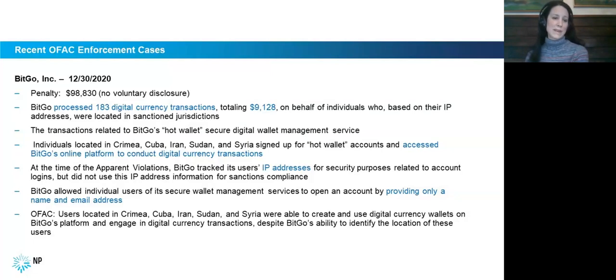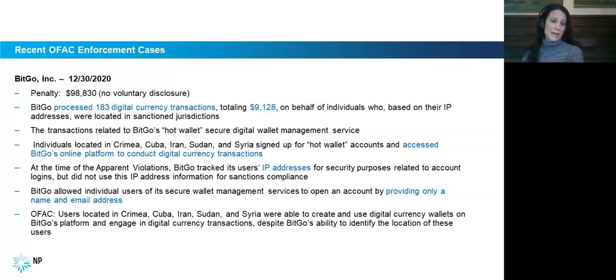So this just drives home the case from OFAC with BitGo. The transactions amounted to $9,000, and the penalty was 10 times as much. Now, it's not a lot, not billions or millions of dollars, but it is a significant penalty. BitGo is small. And what happened?